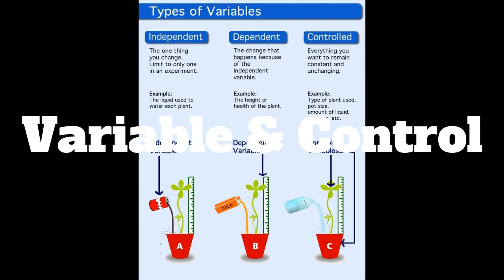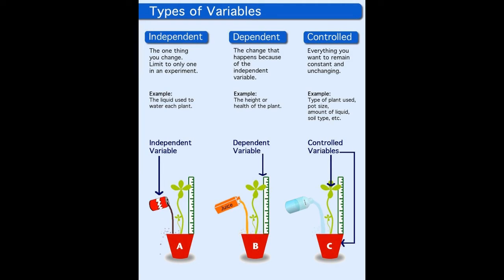Variables and controls. There are many different types, but in general, a variable is something that can change in an experiment. For example, if I added different types of liquids to the plants I was growing to see how the plants would grow. A control is something that stays the same, something that I want to compare the other things to.